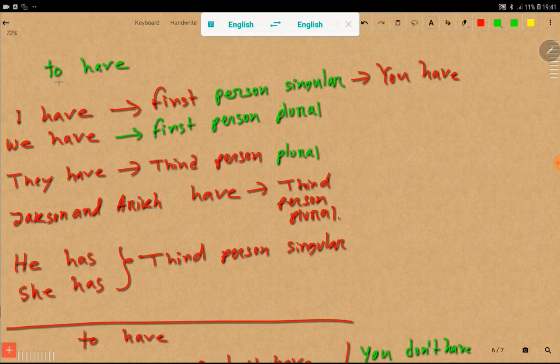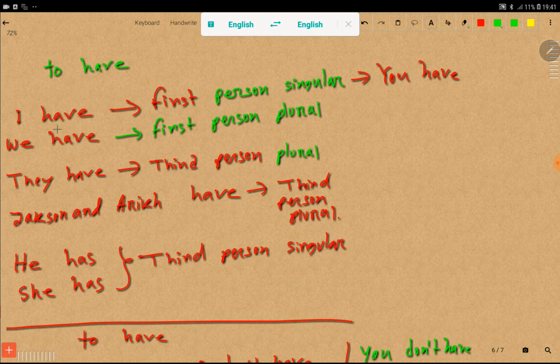Today we are going to learn about the verb have. Have can be used as an auxiliary verb or principal verb. As a principal verb, have can give us different meanings, and as an auxiliary verb, have only helps the principal verb to form different tenses.